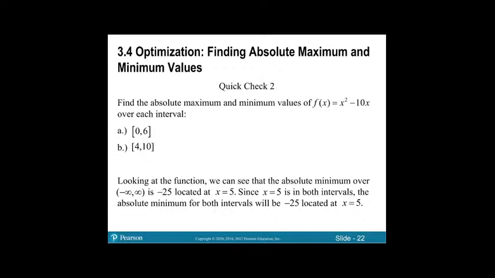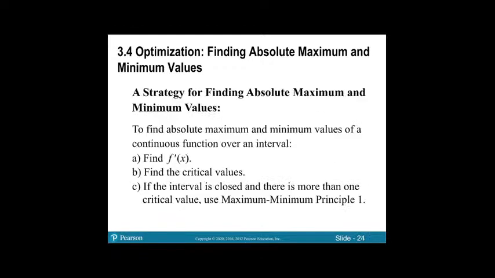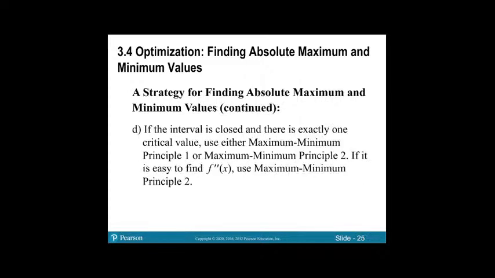Okay, let's look at this strategy for finding absolute max and min values. To find the absolute maximum and minimum values of a continuous function over an interval, find the derivative, find the critical values. If the interval is closed and there is more than one critical value, use max min principle 1. If the interval is closed and there's exactly one critical value, use either max min principle 1 or max min principle 2. If it's easy to find the second derivative, use max min principle 2.